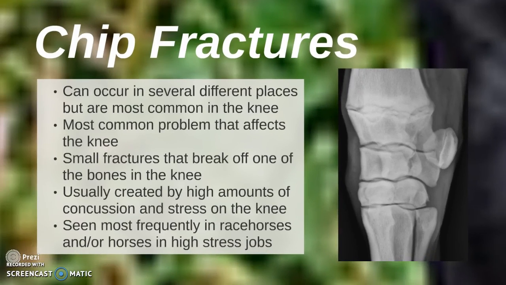Chip fractures. This can occur in several different places, but are most common in the knee. Most common problem that affects the knee. Small fractures that break off one of the bones of the knee. Usually created by high amounts of concussion and stress on the knee, and seen most frequently in racehorses and/or horses in high-stress jobs.